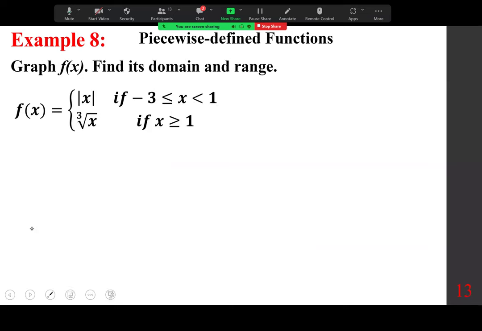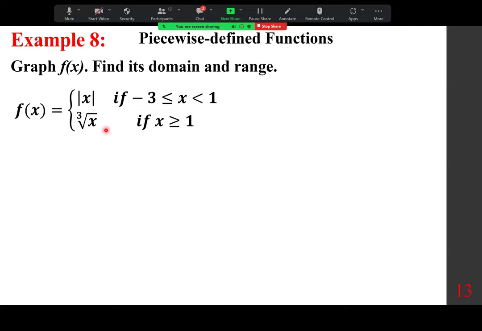We continue with piecewise defined functions. We want to graph f of x and find its domain and range, where f of x is defined as an absolute value of x when x is between negative 3 and 1, and then cube root of x if x is larger than or equal to 1. So we're going to do the same thing. That means we are going to graph each piece and then put them together.